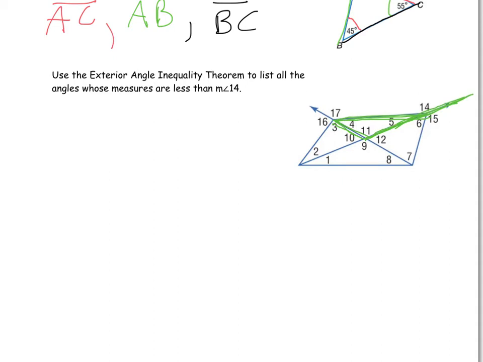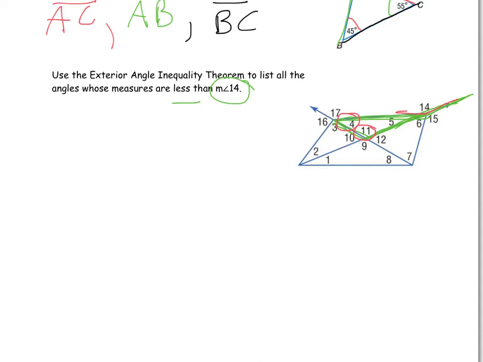So we're looking for all the angles whose measure is less than the measure of angle 14. Well, remember what we just said. The two remote interior angles are going to be less than the exterior angle. So angle 4 and 11 are less than. Now what else can we get from that?